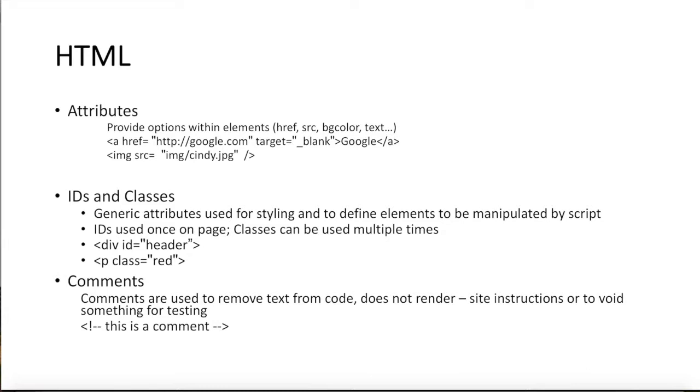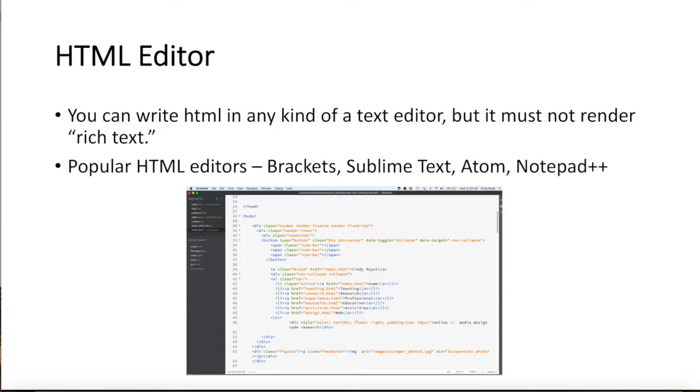You'll hear that phrase, commented out. So you write HTML in some sort of an HTML editor. It might be a text editor like TextEdit, or a more powerful HTML editor that has some additional features, something like Brackets, Sublime Text, Atom, Notepad++. Quite often they're free or very inexpensive, and these HTML editors have color coding to help give you clues.